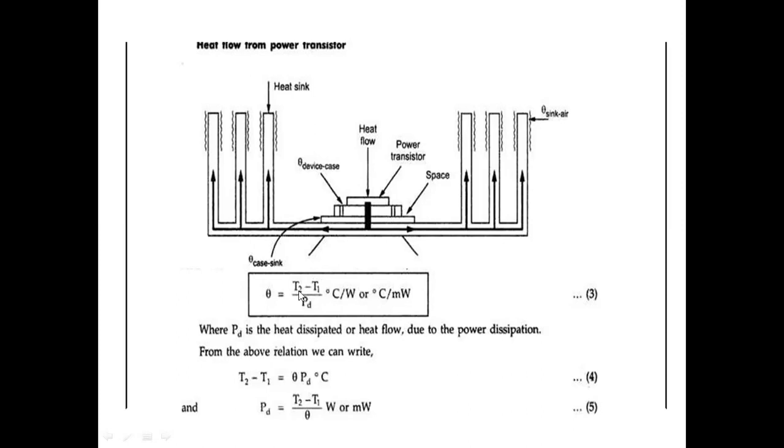Depending on the power dissipation and temperature difference, we define the thermal resistance theta as theta is equal to (T2 minus T1) by PD. From this relation, T2 minus T1 is equal to theta into PD degree centigrade, and PD is equal to (T2 minus T1) by theta watts or milliwatts. So this is the power dissipation in terms of thermal resistance theta, and this is the thermal resistance formula.